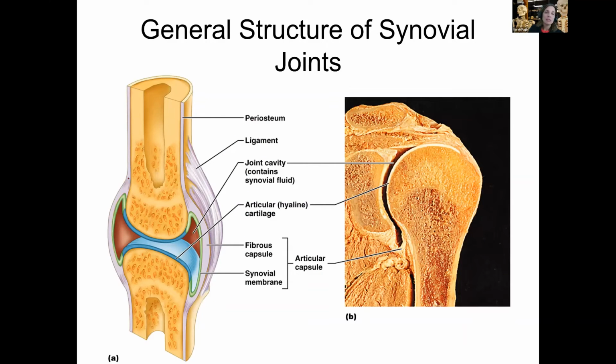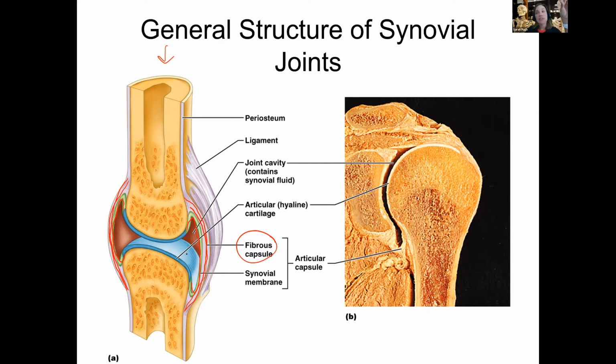So in this image, I'm going to use the picture over here on the left. We can see around the outside, this part right here, that's that fibrous capsule. It's in gray, right? And the fibrous capsule is made of fibrous tissue. It is super tough. So it's really helping to not only hold the fluid in that synovial cavity, but it's also really helping to kind of strengthen the joint a bit. And then we also have a synovial membrane, which is the one that's in green. Okay, that's on the inside.